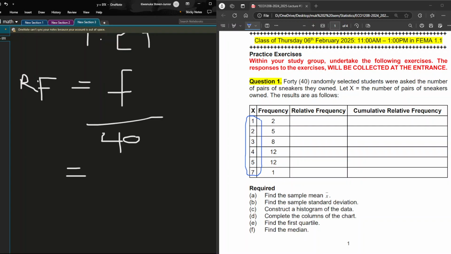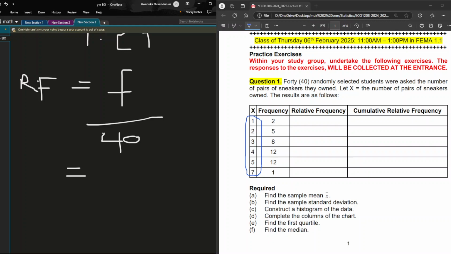5 divided by 40, 0.125. 8 divided by 40, which is 0.2. 12 divided by 40, 0.3. 12 divided by 40, 0.3. 1 divided by 40, which is 0.025.